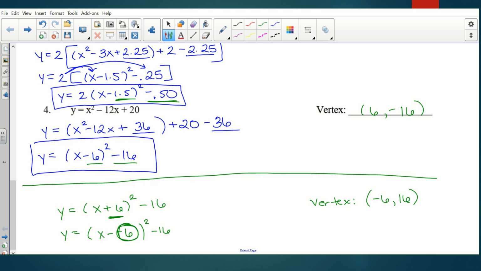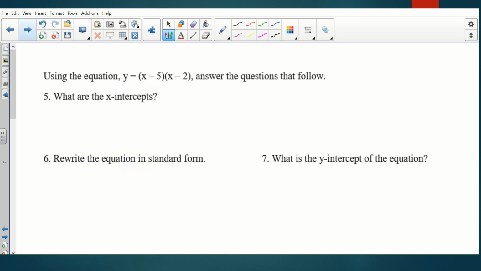All right, let's go to the back and do a nice review of a lot of different things that we've learned so far when it comes to quadratics. So this again is called factored form. Just another form for us to remember. So far we have factored form, vertex form, and standard form. All right, so here's factored form.